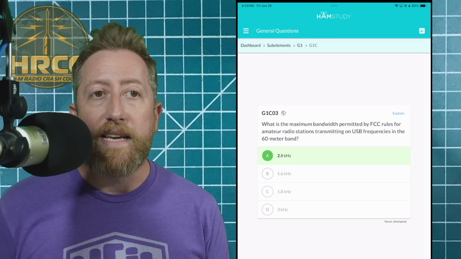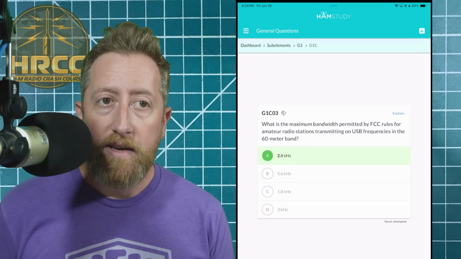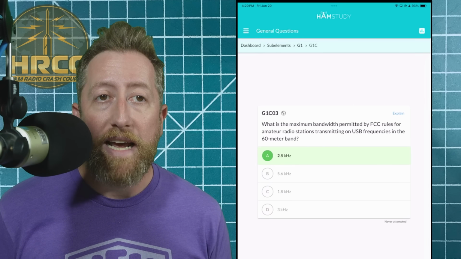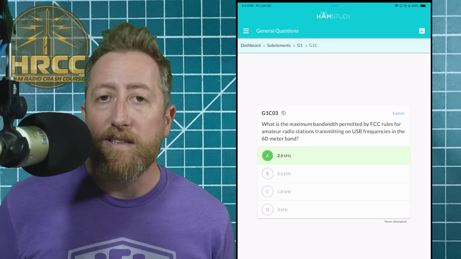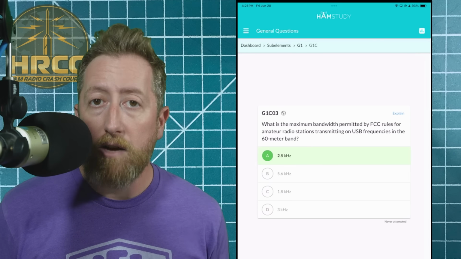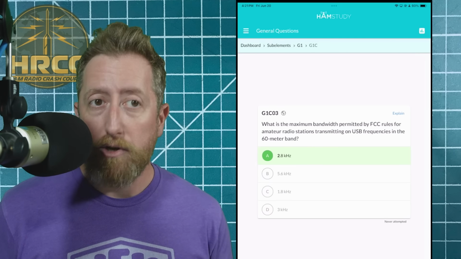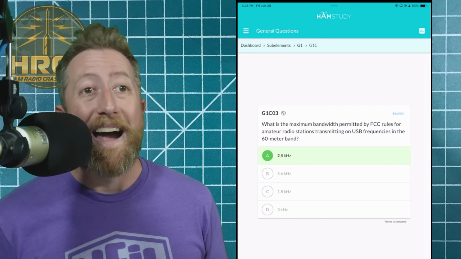Number 3. What is the maximum bandwidth permitted by FCC rules for amateur radio stations transmitting on upper sideband frequencies in the 60-meter band? And the answer is 2.8 kilohertz. That's the maximum bandwidth that your voice is allowed, or the modulation of your radio is allowed to take up. So make sure you limit it to 2.8 and go no higher.